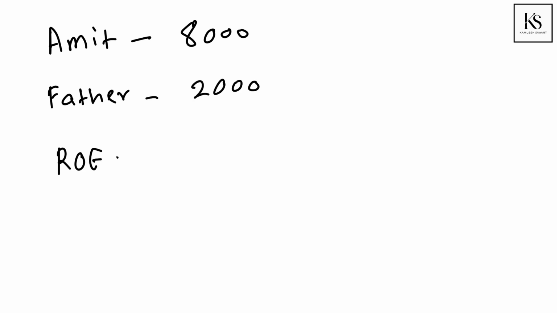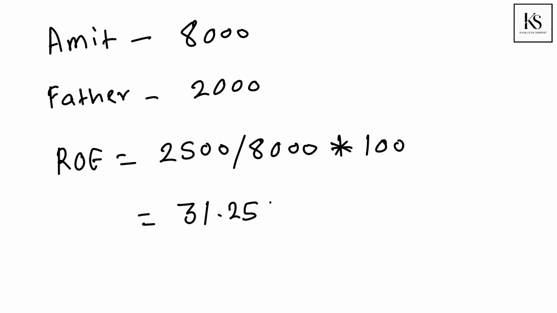Amit has only 8,000 rupees. He would borrow 2,000 rupees from his father to purchase an oven worth 10,000 rupees. How do you think his balance sheet would look? On the liability side, he would have shareholders' equity equal to 8,000 rupees and debt equal to 2,000 rupees. This makes Amit's total liability 10,000 rupees. Balancing this, on the asset side, he has an asset worth 10,000 rupees. Let us see how his ROE looks now. ROE is equal to 2,500 divided by 8,000 into 100. That is equal to 31.25%. With an additional debt, the ROE shot up quite significantly.